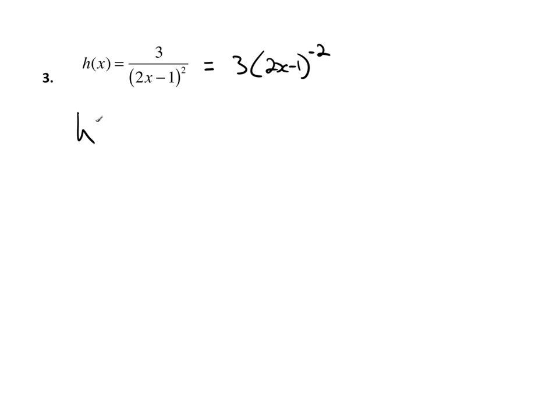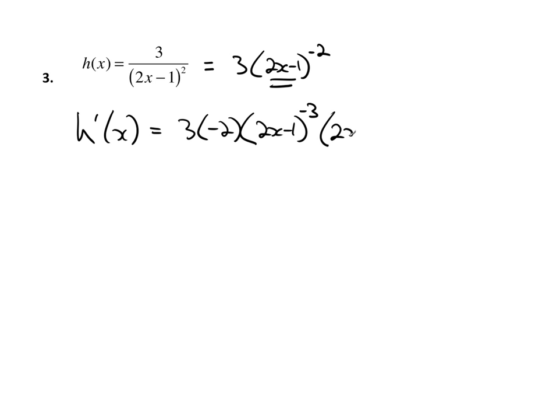So h prime of x will be equal to 3 times the negative 2 times 2x minus 1 to the negative 3. Remember, I'm subtracting 1 from the exponent. Times, I need this inside now, 2x minus 1 prime.